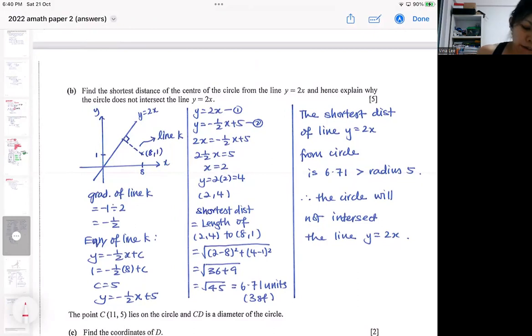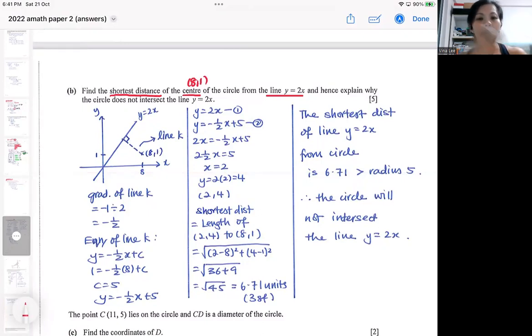So your job is to find the shortest distance from the center to the line. So this line is a bit random. So you just have to accept that they just give you a random line. And they want you to find the shortest distance and subsequently explain why the circle doesn't intersect the line.